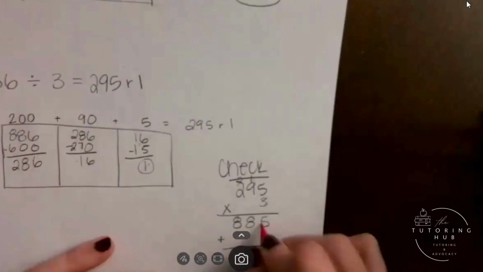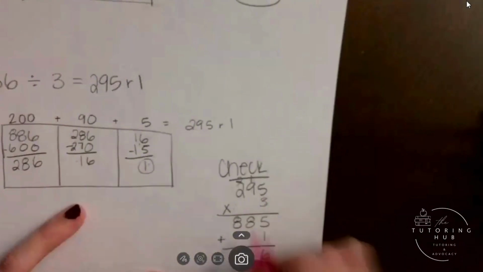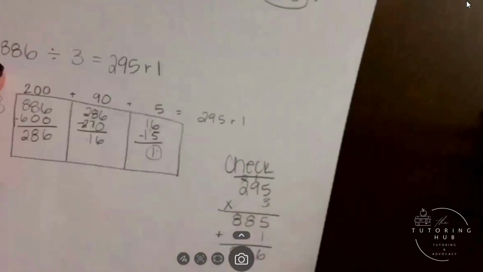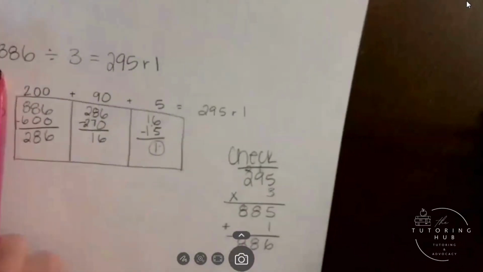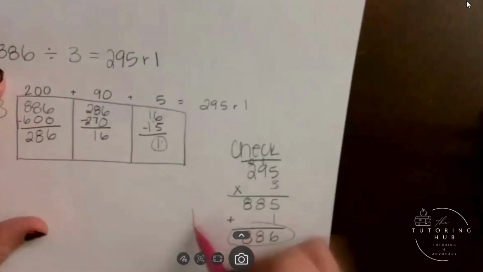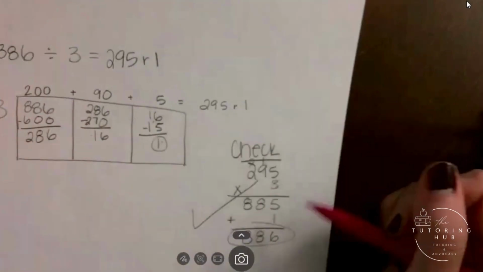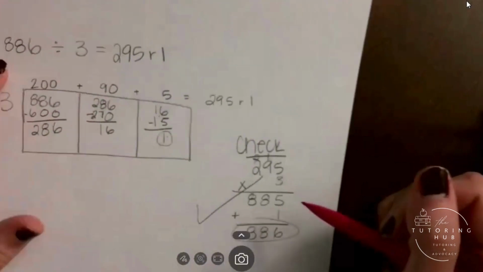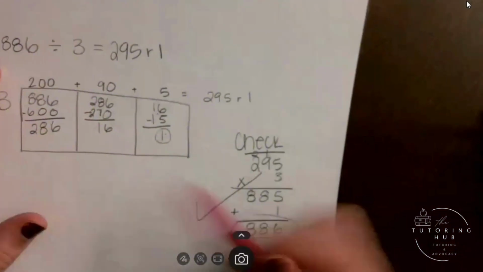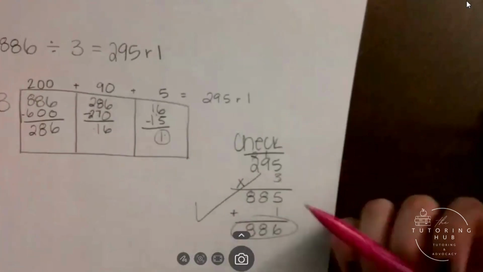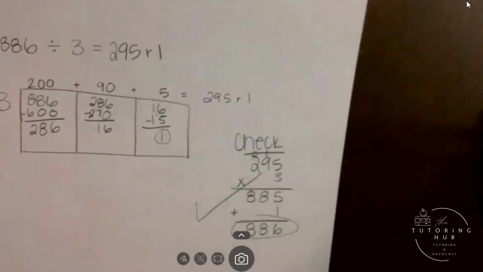So 5 plus 1 is 6. 8 plus nothing is 8. 8 plus nothing is 8. I get what I started with, which is the dividend. So 886, it does check. And remember, if you're doing your check and it doesn't get you back to your dividend, then you have made a mistake along the way. So go and check your multiplying, or when you were subtracting, maybe you mis-subtracted.